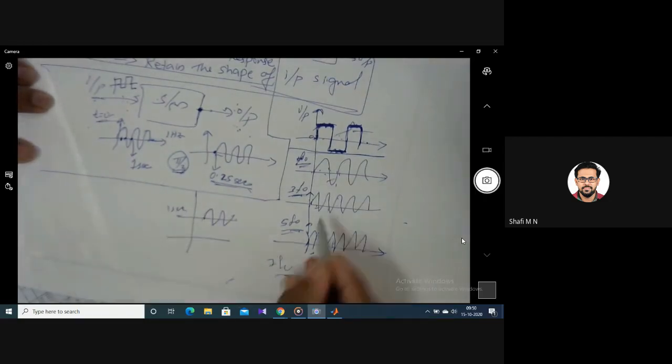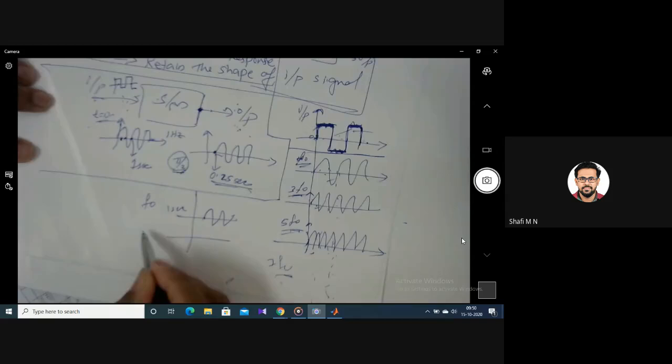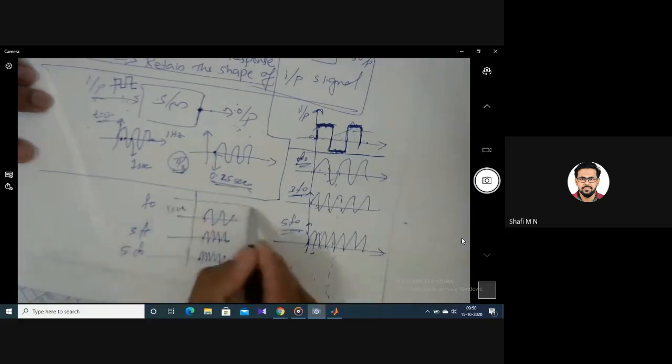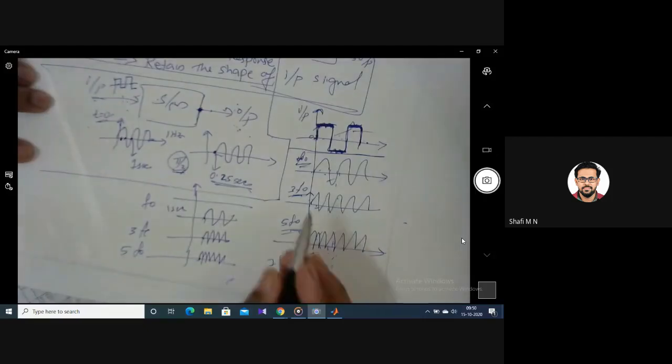Next, this is F0. Now let me take 3F0. After a 1 second delay, 3F0 came. And 5F0 is also delayed by 1 second, and you will get 5F0 over here. Likewise, all the frequency components were delayed by 1 second. So if you add up all of these, what will you get?